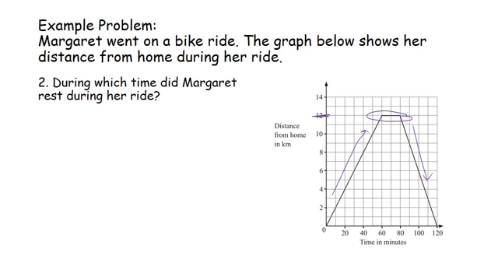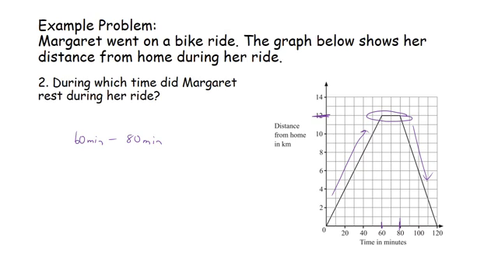In this case, she travels 12 kilometers away from home and it took her 60 minutes to do it. And then between the time of 60 minutes and 80 minutes, I think that's not quite drawn. Yep, that's drawn quite right. The gradient is flat, and that means that wherever she happens to be, she is no longer moving. So the time where Margaret rested was between the 60-minute mark to the 80-minute mark.